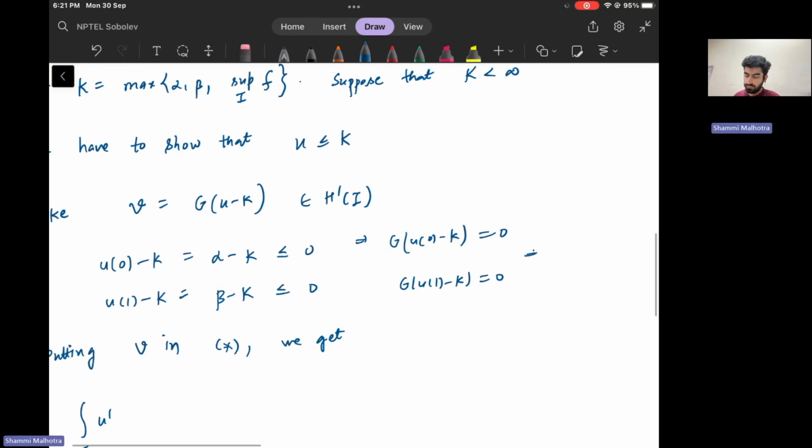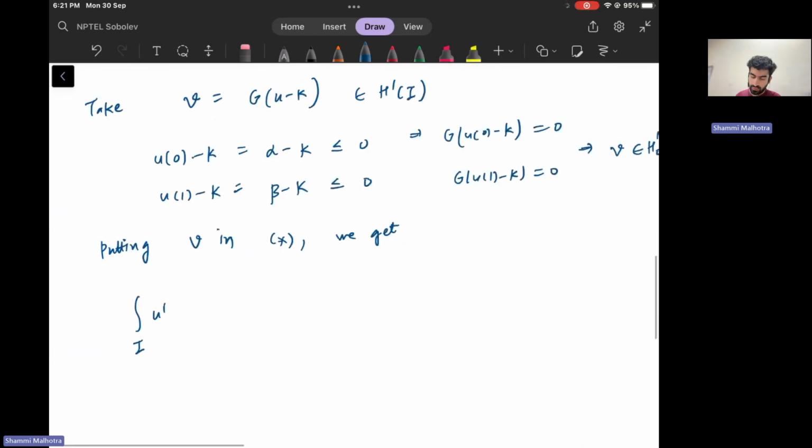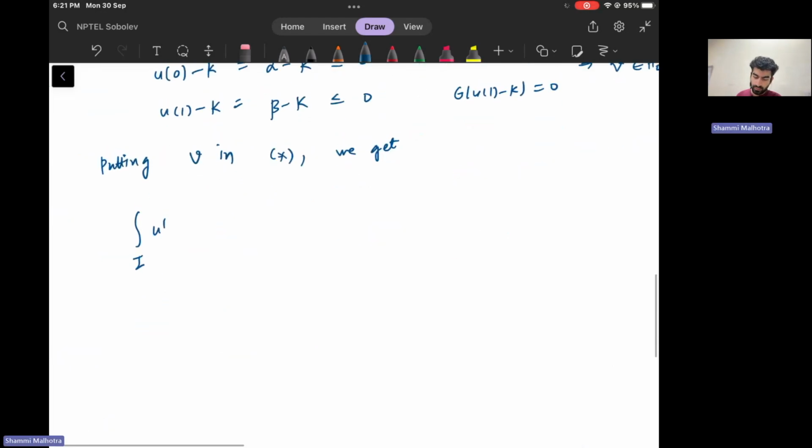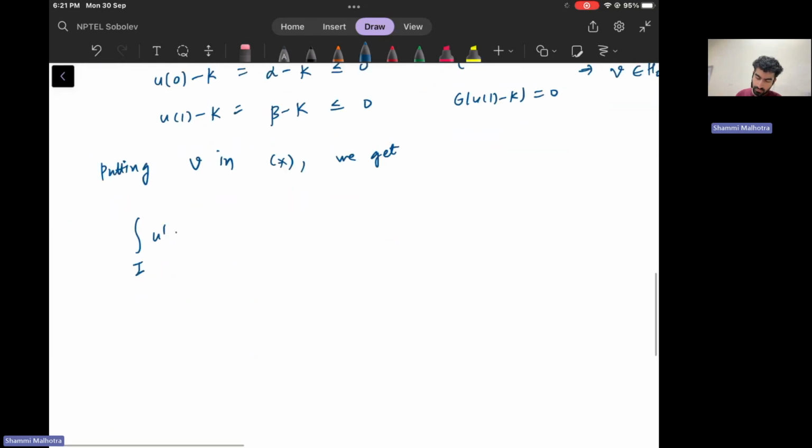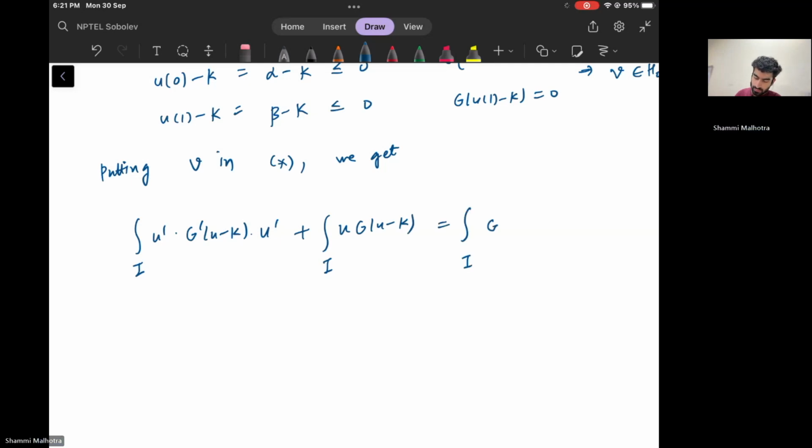Right? So we have to ensure that v is in the right space, so I can just put it in star. It will be u dash and then v dash. So v dash is nothing but, by the composition, g dash of u minus k times u dash, plus integration over I of u into g of u minus k, and then integration over I of f times g of u minus k.